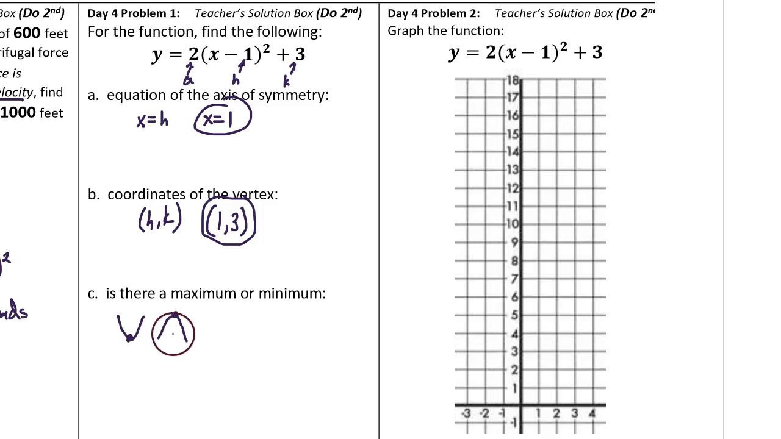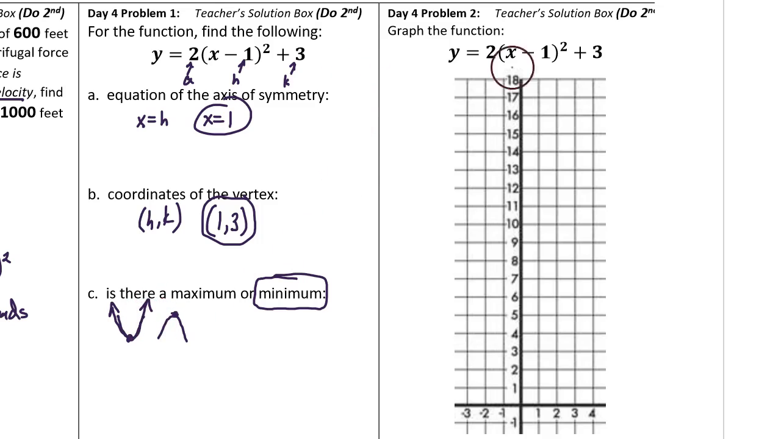To know which of these we have, we use the value of a. Our value of a is positive 2. So because a is positive, the vertex is a minimum value. A positive rate of change for a causes the parabola to have branches which go upwards.